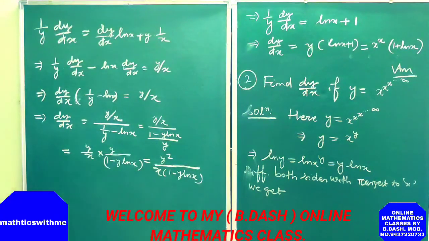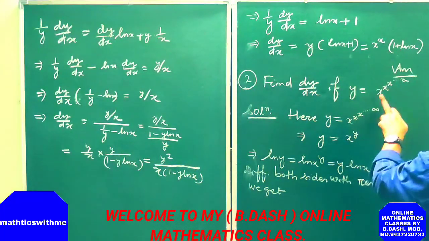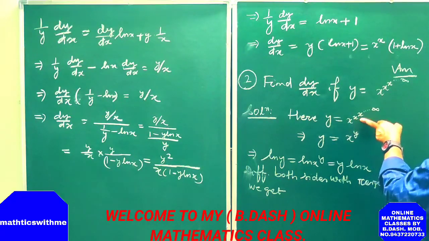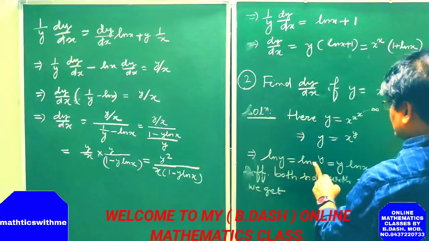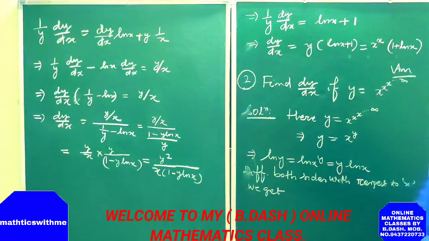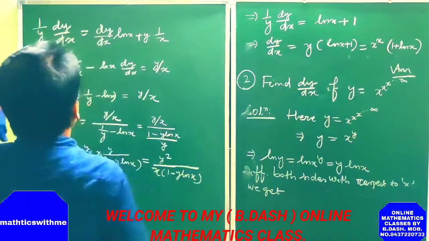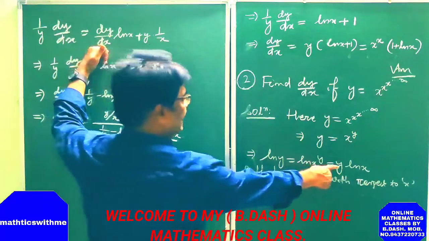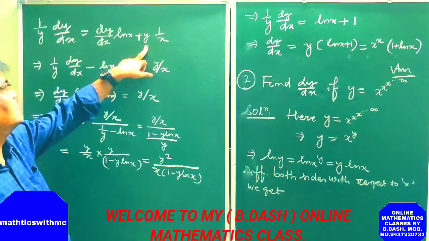So here the question is: find dy by dx if y is equal to x to the power x up to infinity. So we are taking y is equal to x to the power y, because this is also x to the power x to the power up to infinity. Now ln y is equal to ln x to the power y, you can write y ln x. Now differentiating both sides with respect to x, we get the derivative of ln y is 1 by y dy by dx is equal to, we can apply the product formula here, derivative of y, dy by dx, into ln x, then y times the derivative of ln x is 1 by x.